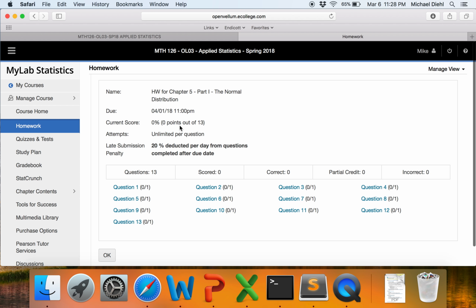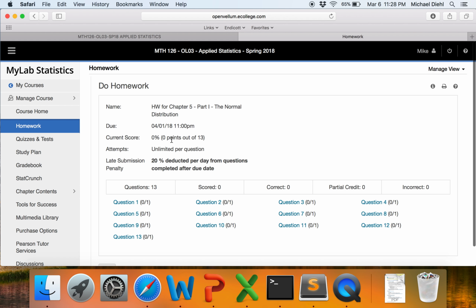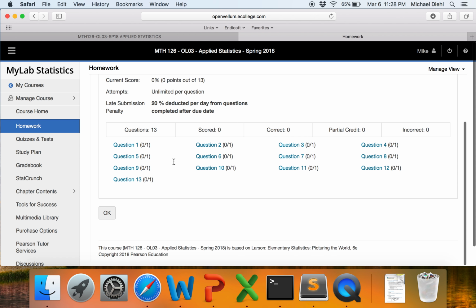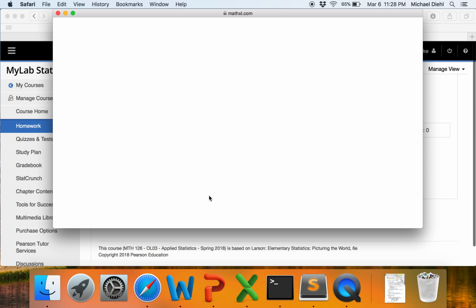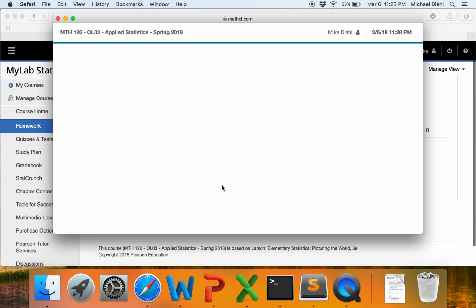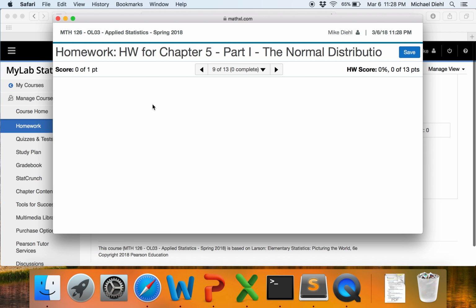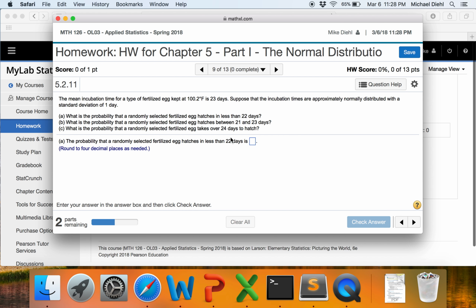It tells you some information about your progress. Right now, I've done none of the problems, so 0 out of 13 problems. And if you click on a problem, I'll just click on question 9, it pops up a little window here, and of course it's going to hopefully load question 9.